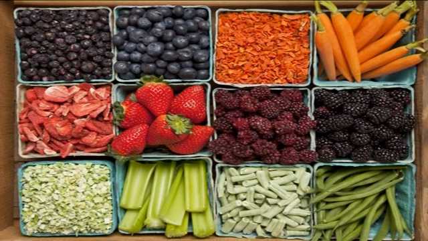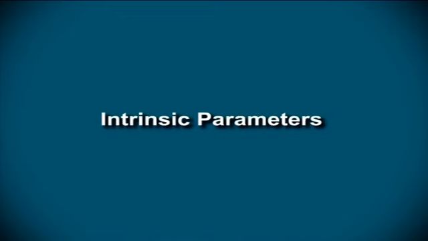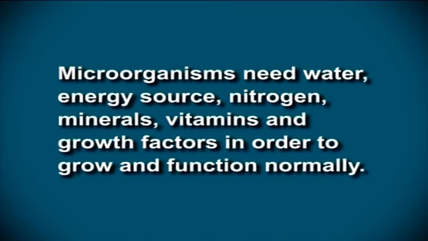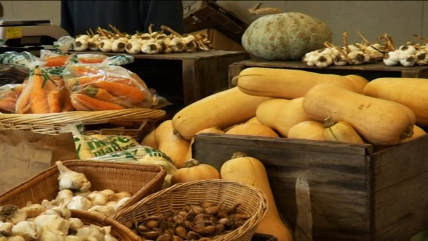both the parameters. Intrinsic parameters. Nutrients. Microorganisms need water, energy source, nitrogen, minerals, vitamins and growth factors in order to grow and function normally. Since foods are a rich source of these compounds, they form a good medium or environment for microorganisms to grow. Microbes which cannot use these resources present in the food do not grow in that environment.